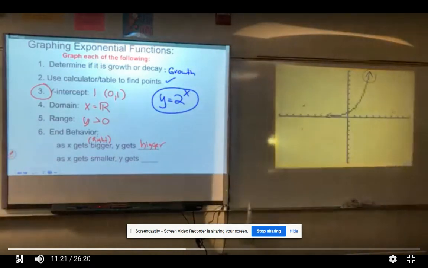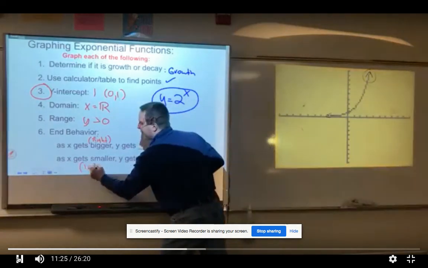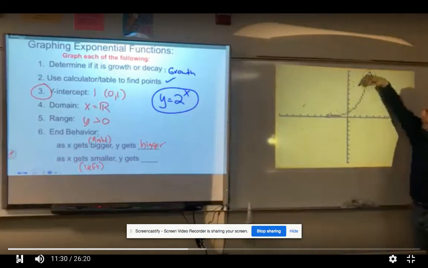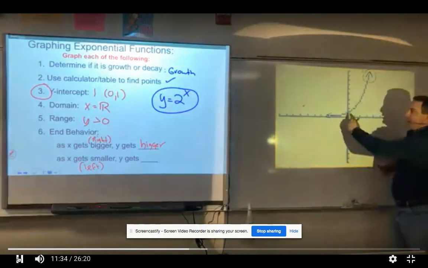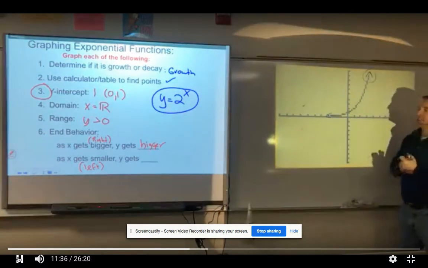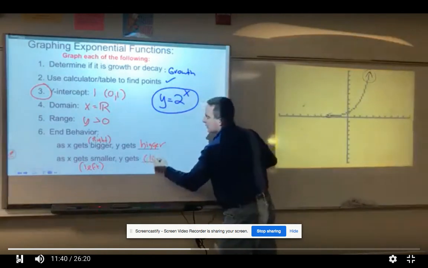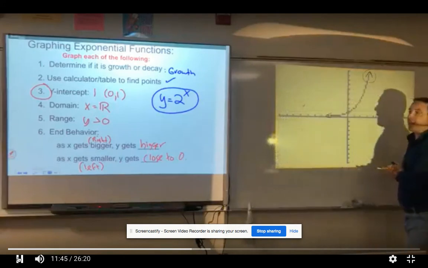And the very bottom one over there says as x gets smaller, that means as I go to the left on the graph, where's this one going? Yep, it's getting smaller, but is it getting smaller and smaller forever? No, it's approaching 0. I could say y gets close to 0. We just keep it simple like that.